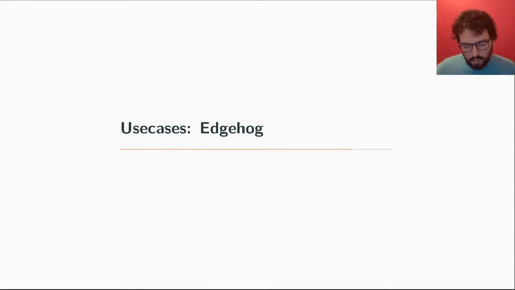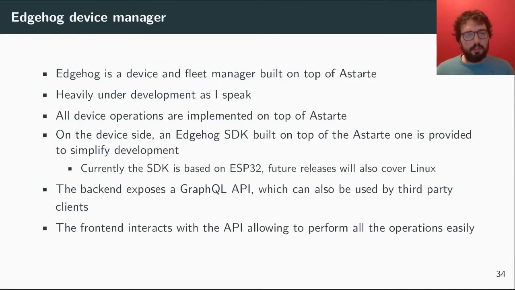So I will show you now a couple of use cases of stuff which uses Astarte. The first use case I will talk about is Edgehog. Edgehog is a device manager, a device and fleet manager, which is built on top of Astarte. So this is the latest project, and it's open source too. So it's already on GitHub, and it's heavily under development as I speak.